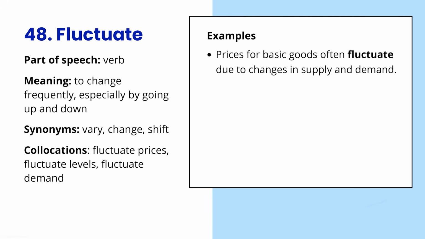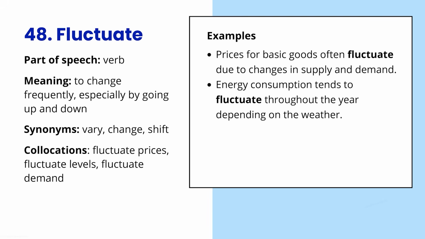Prices for basic goods often fluctuate or often change frequently due to changes in supply and demand. Energy consumption tends to fluctuate throughout the year depending on the weather. So that means the electricity or the power that people use changes frequently, and of course that will mean that it goes up and down. So fluctuate is a great word to use when you want to describe something that keeps changing, especially when it goes up and down. You'll often need to use this one if you're talking about prices or trends.